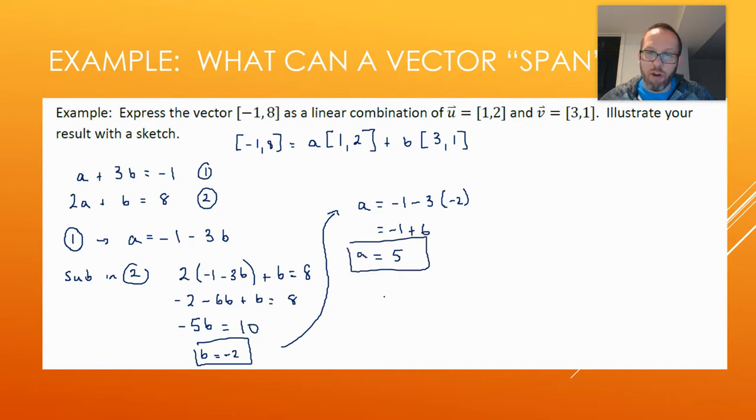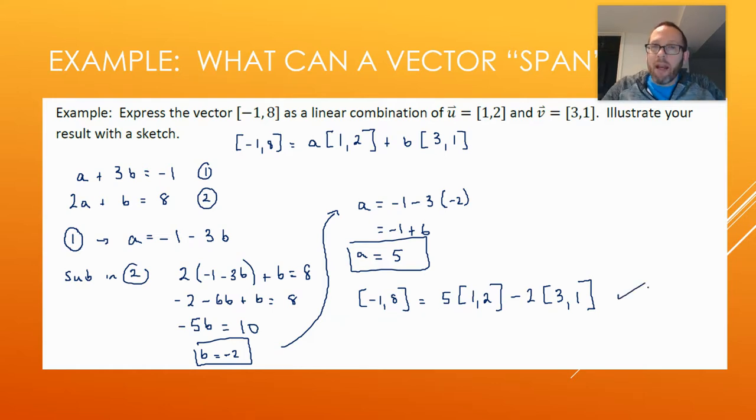And so what we have shown is that the vector -1, 8 is 5 times the vector 1, 2, minus 2 times the vector 3, 1. And this is self-checking. 5 minus 6 is -1. 10 minus 2 is 8. Everything checks out. And I could do this with any vector at all.